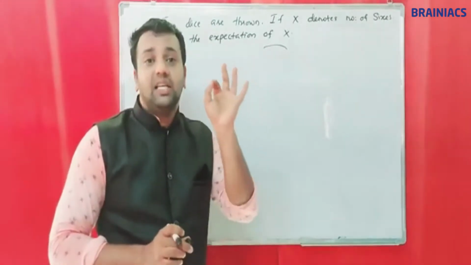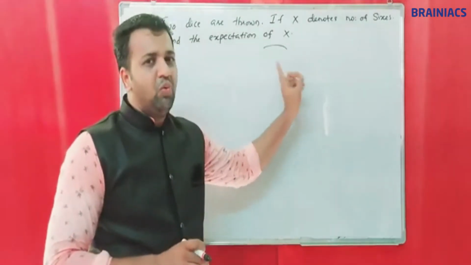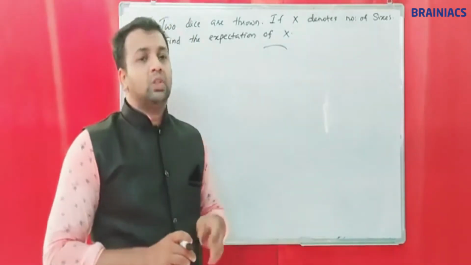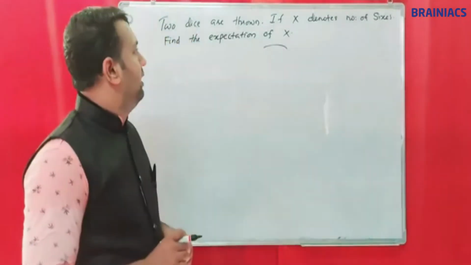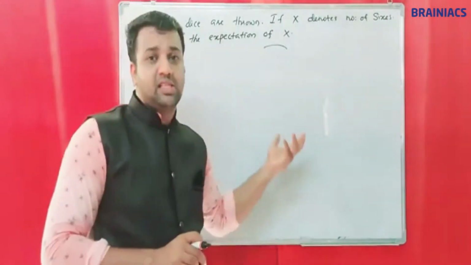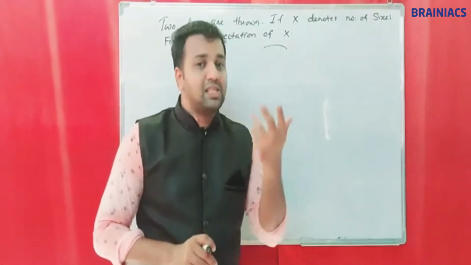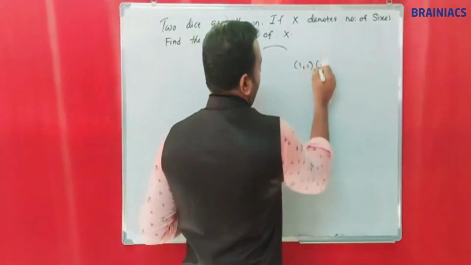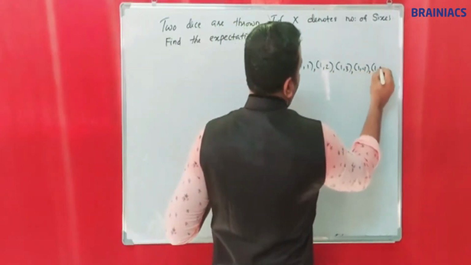There are 36 elements in the sample space. Which are they? 1,1, 1,2, 1,3, 1,4, 1,5, 1,6, and so on up to 6,6. So there are 36 elements in the sample space, and we have to find the number of sixes, the outcomes which carry a 6. For example, in the row 1,1, 1,2, 1,3, 1,4, 1,5, 1,6.